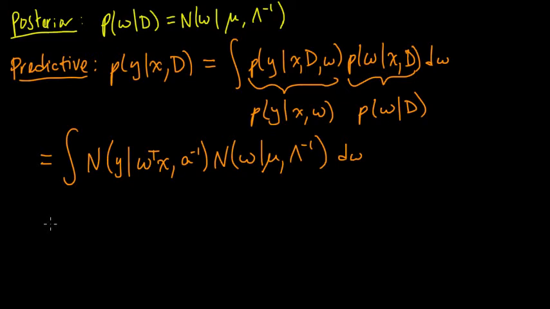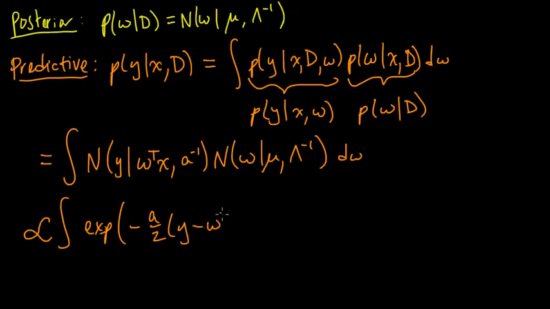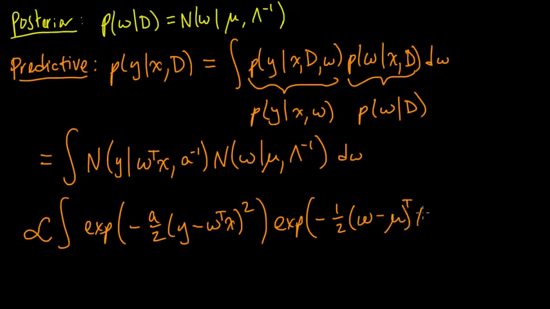Okay, so now we can start computing. We can plug in the expressions for these, so let's do that. This is proportional to e to the minus a over 2 times (y minus W transpose x) squared. Now y is a scalar value, not a vector. And this one is e to the minus 1/2 (W minus mu) transpose lambda (W minus mu).